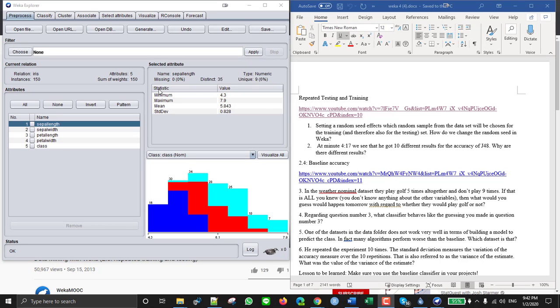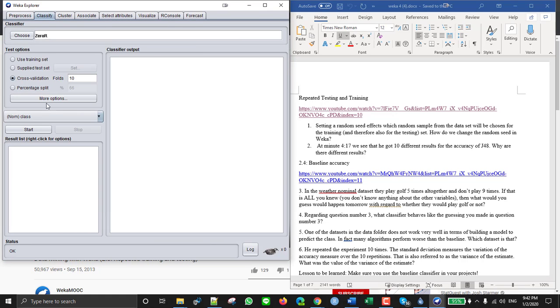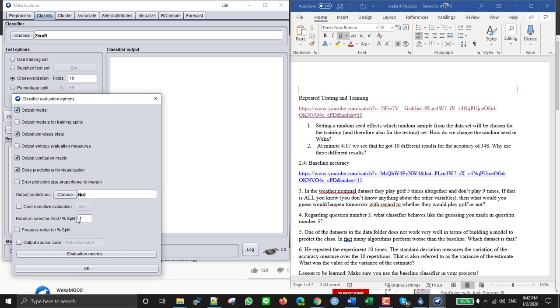So how do we change the seed? So we go to here and here. You can change the seed here.